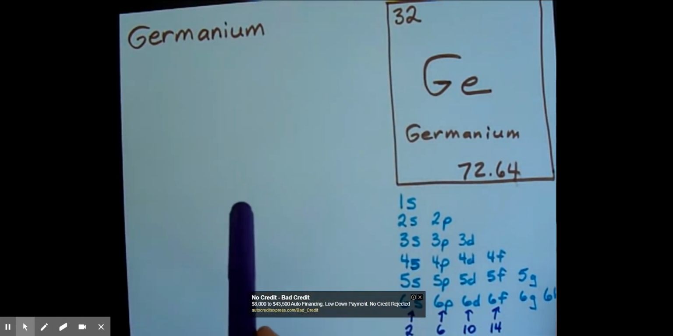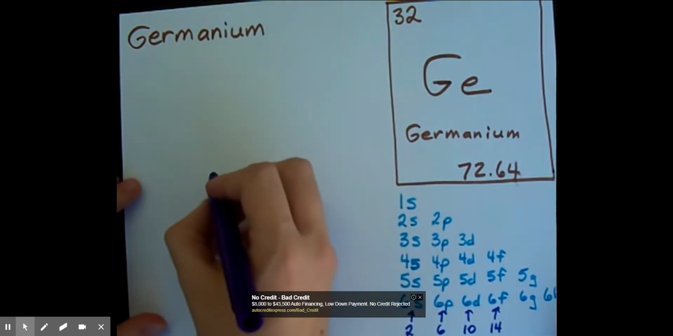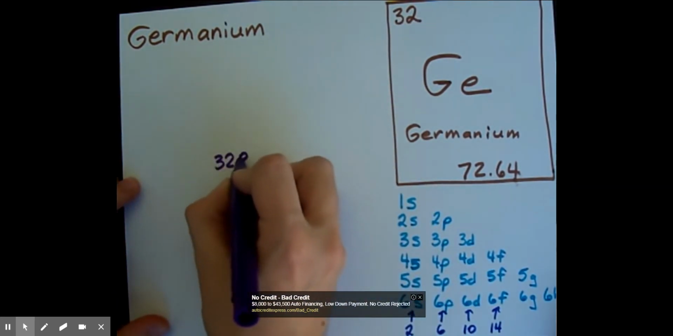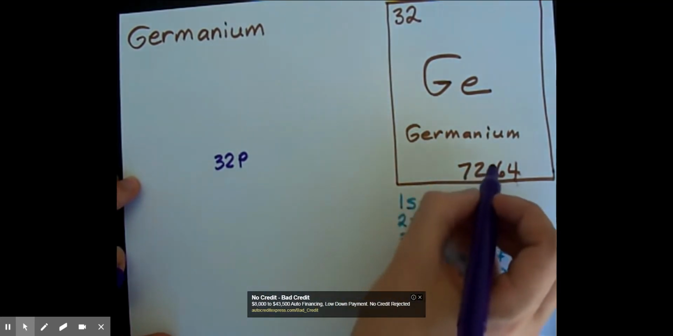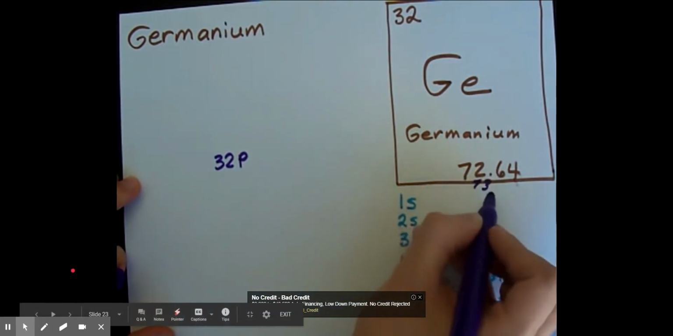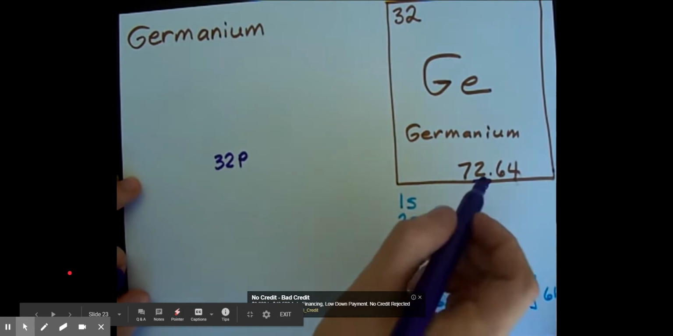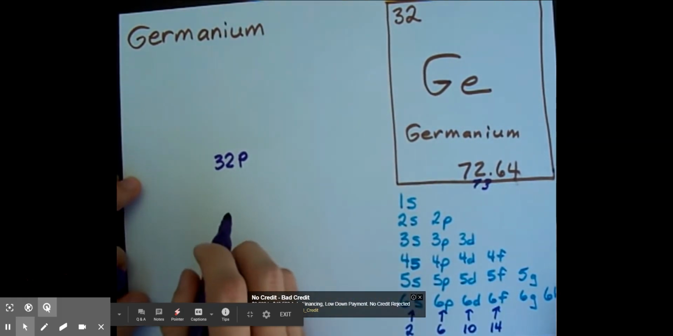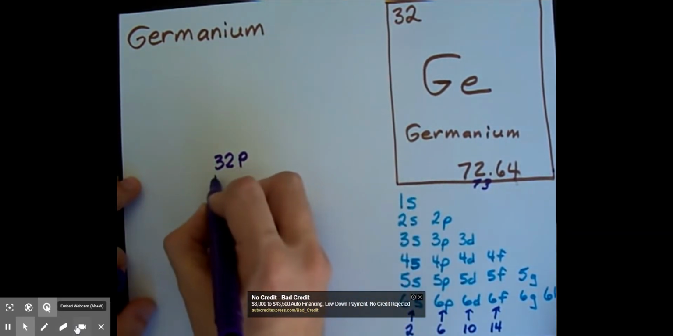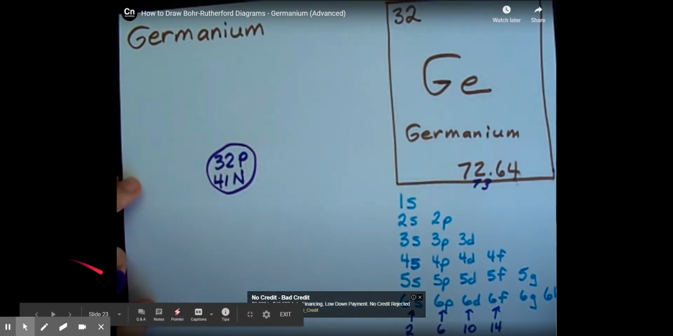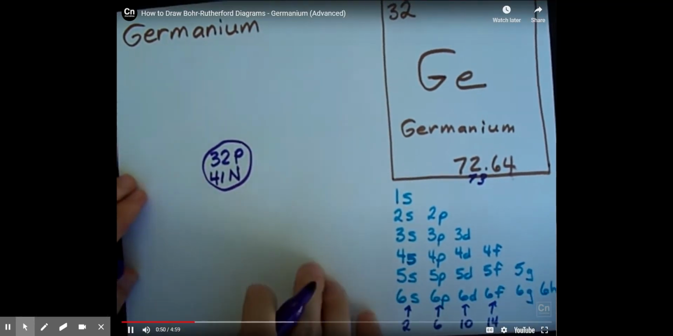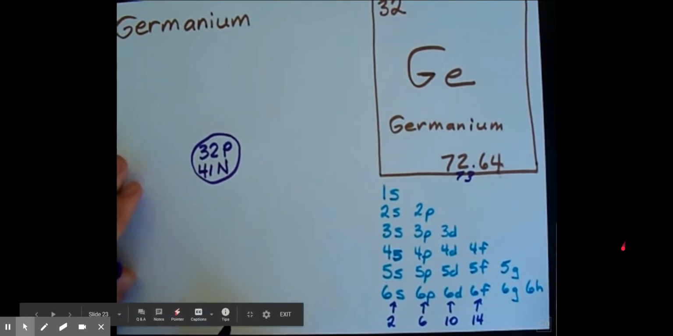Now, you always start Bohr-Rutherford diagrams the same way, with the number of protons in the center and the number of neutrons in the center. I'm going to assume that this is about 73, or we'll use the isotope that has an atomic mass of 73, which means we have 41 neutrons. All right, take a look at what I have here.